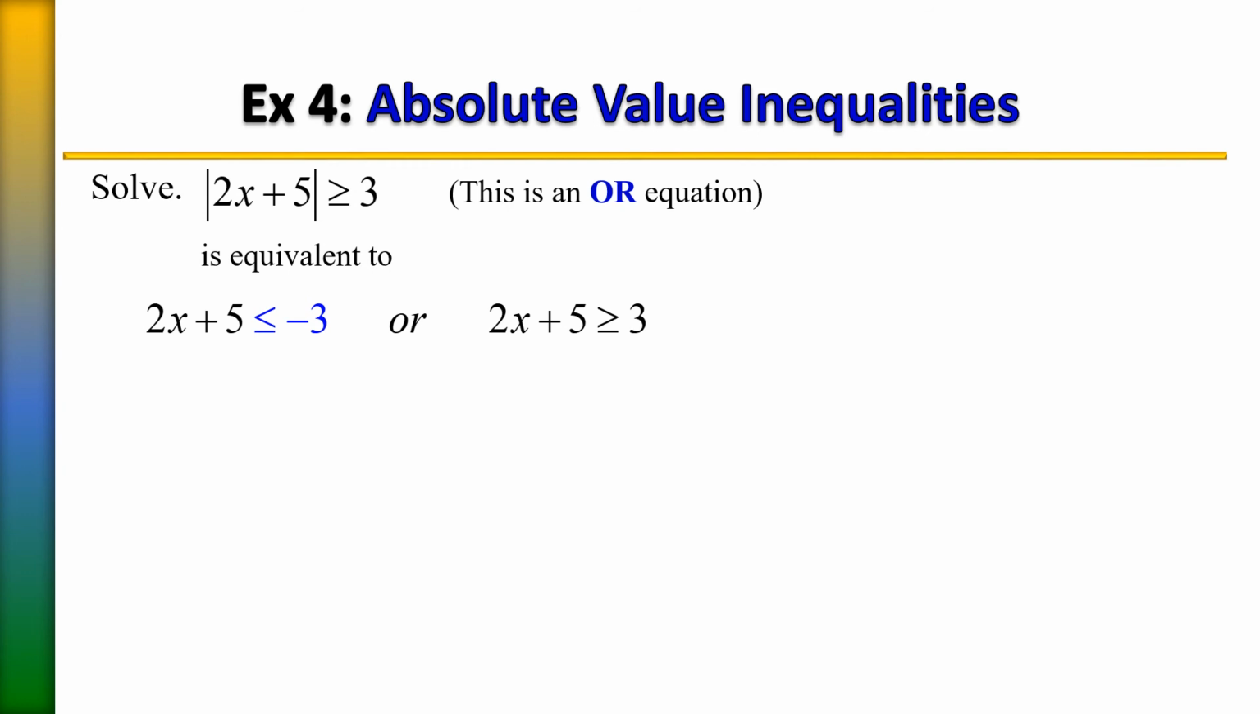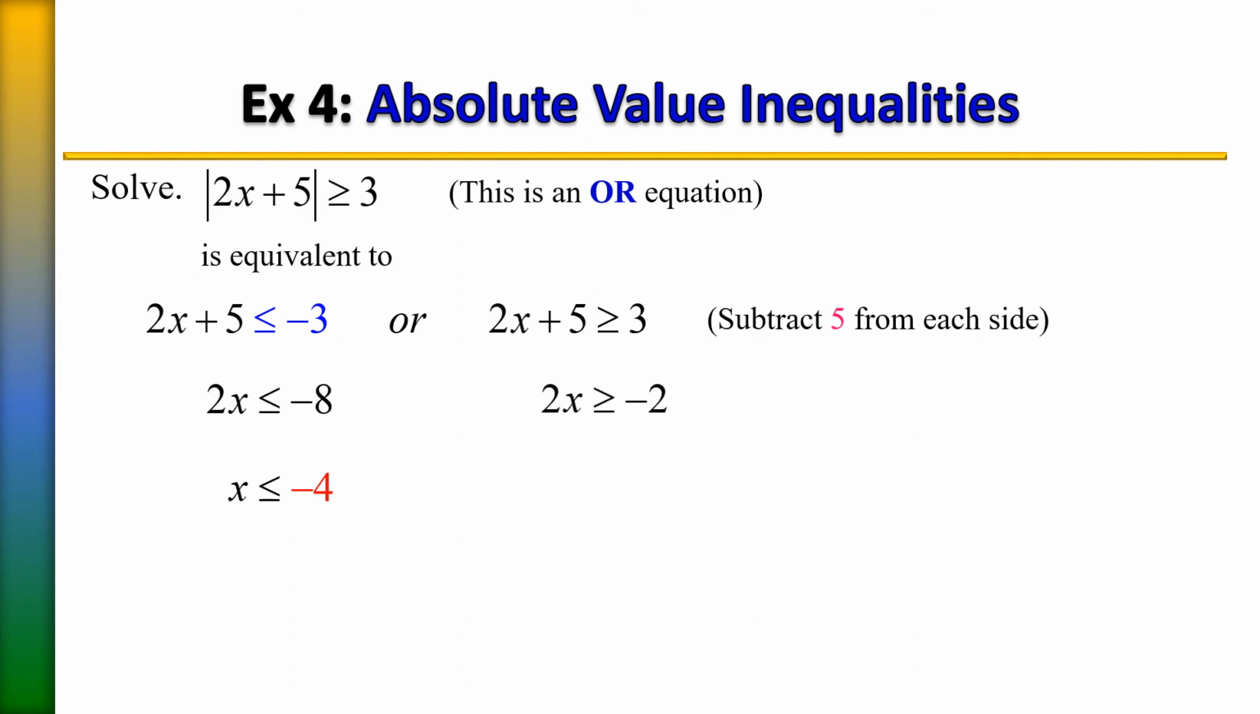And let's go ahead and solve for both equations. You're going to have to subtract 5 from each side. So we'll go ahead and subtract 5 from the first equation. That's going to leave us with 2x is less than or equal to -8. Last step to solving is to divide by 2. And x is less than or equal to -4. For the other equation, again, we have to subtract 5 from each side, then divide by 2, and x is greater than or equal to -1.